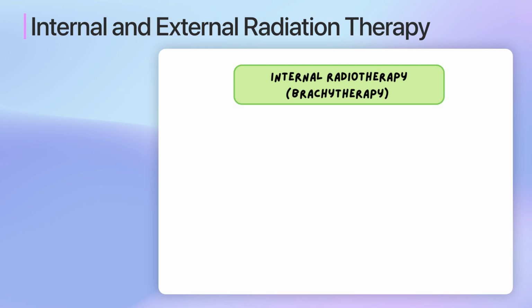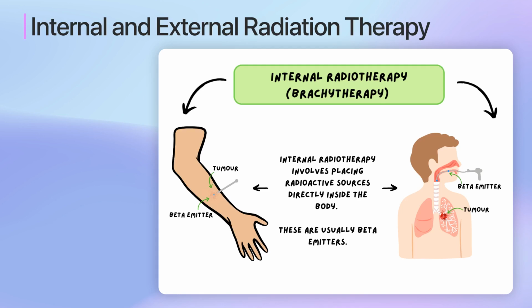There are two main types of radiation therapy. We'll go through these one by one. The first of these is internal radiotherapy, or brachytherapy. Internal radiotherapy involves placing radioactive sources directly inside the body. These radioactive sources are usually beta emitters.